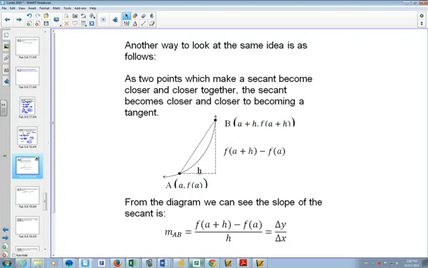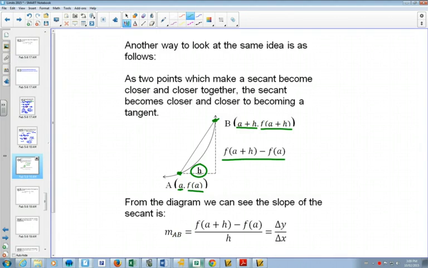So now if we have the horizontal length as h, if we still start with our point A, if this is A, then this x-coordinate would be A plus h. And if the y is whatever f of A would be, now the y over here is f of A plus h. And the same idea holds: we take this y value and subtract this y value, and that would be our rise. But now our run is just one value of h.